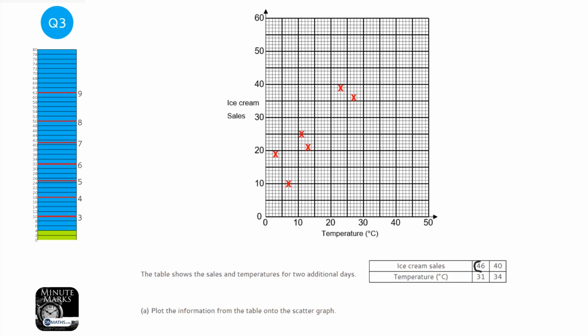So the ice cream sales are 46, which is here on the scale, and the temperature is 31, which is here on the scale. Just check that you're looking at the scale correctly. So we're looking about here. Okay, next one, ice cream sales 40, which is here on the scale, and temperature 34, which is here. So we've just got to be careful, and it's about there. So those are the two plots that we want to take.